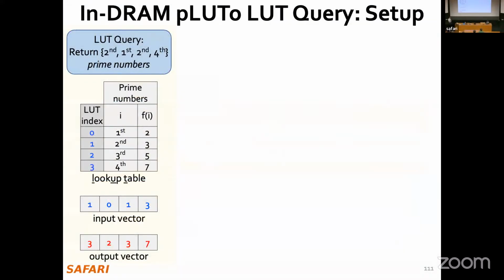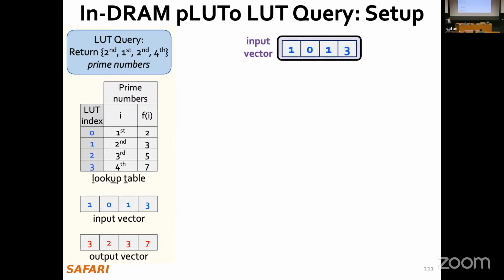So let's say that you have a computation where you want the DRAM to return to you the first, second, and fourth prime numbers. So 2, 3, and 7. We have this lookup table that has some indexes, and each index gives you the order of this prime number. So index 0 gives me the first prime number, which is 2. Index 1 gives me the second, which is 3, and so on and so forth.